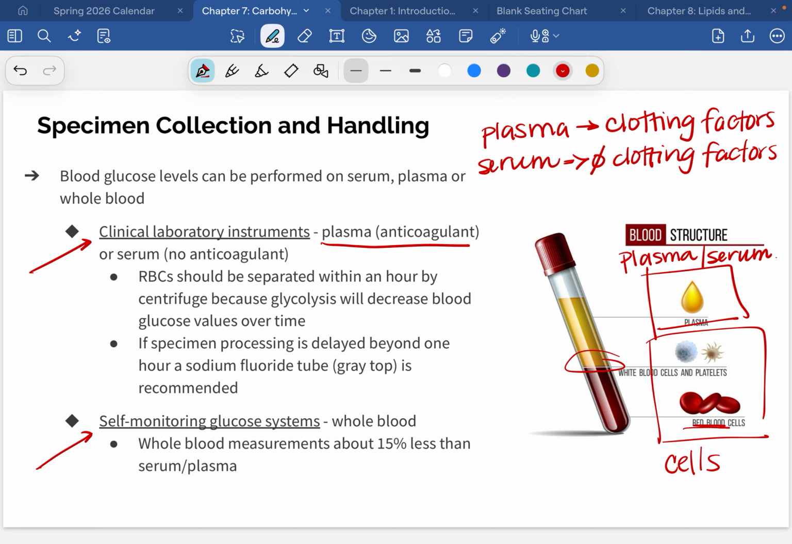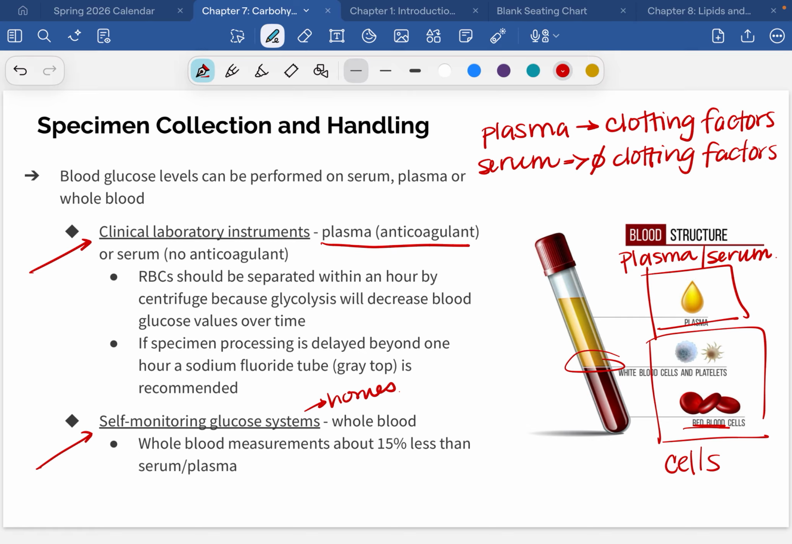And then we have a set of testing that is specifically done for self-monitoring glucose systems, which are typically used in homes. So it is very common, again, especially for people with type 1 diabetes, sometimes type 2 diabetes, for you to be able to check your blood at home. People with type 1 diabetes have to measure their blood glucose levels constantly to keep an eye on what their blood glucose is doing, and in order to control it properly.